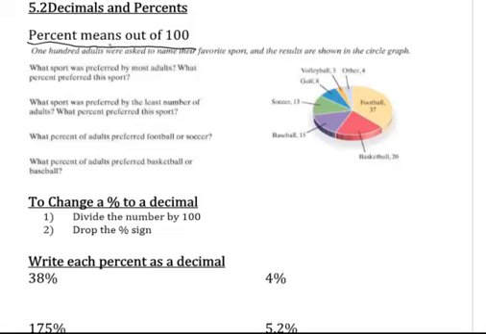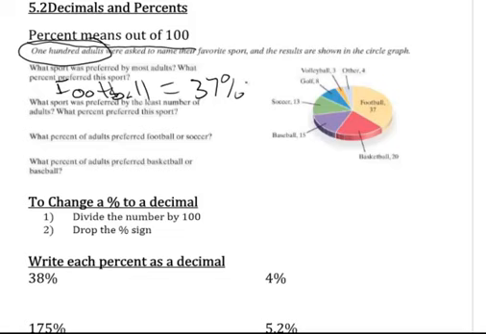It says 100 adults were asked to name their favorite sport, and the results were shown on the circle graph. Okay, first thing I want you to notice, how many adults did we survey? 100. Should make it a lot easier. What sport was preferred by the most adults? So which is the biggest piece of the pie there? Well, that would be football. And 37 out of 100, or 37% of the people liked football.